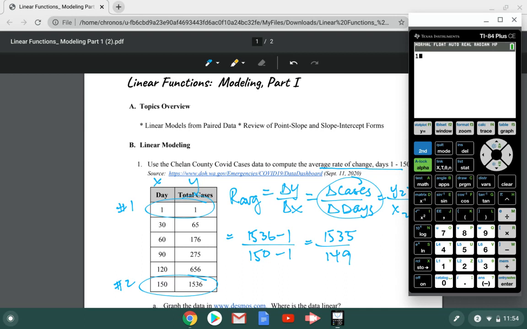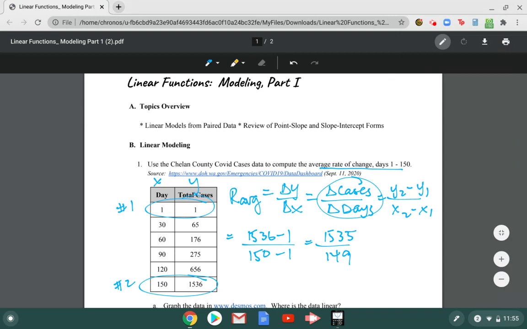So 1535 divided by 149. And we get about 10.3. So this is about 10.3. 10.3 what? Cases per day. So over the course of the data set, the average increase in cases per day is 10.3.